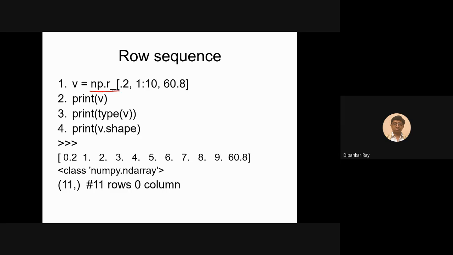That means a row sequence. So 0.2, 1 colon 10, then 16.8. That means 0.2, then 1 colon 10 means 1 to 9. Print V will write 0.2, then 1, 2, 3, 4, 5, 6, 7, 8, 9, because I have written 1 colon 10, so that means 1 to 9, then 6.8.